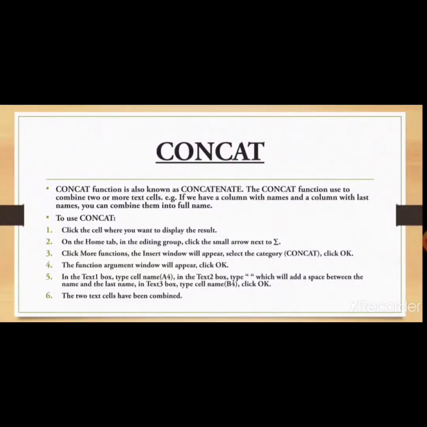Step number 5. In the text 1 box, type a cell name like A4. In the text 2 box, just type inverted commas having some space in it, which will add a space between the first name and the last name. In the text 3 box, type any cell name like B4. And after typing the cell name, just click OK. Step number 6. The two text cells have been combined.